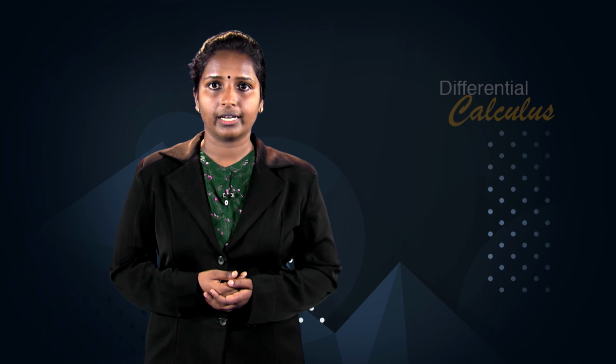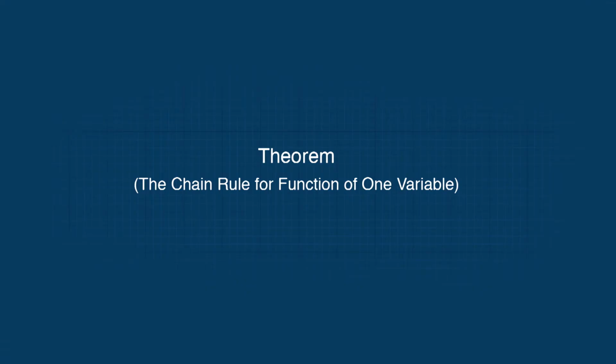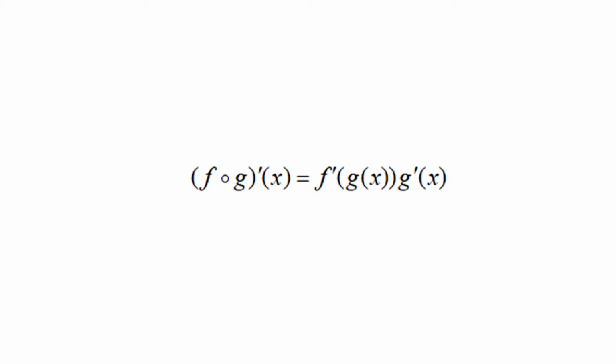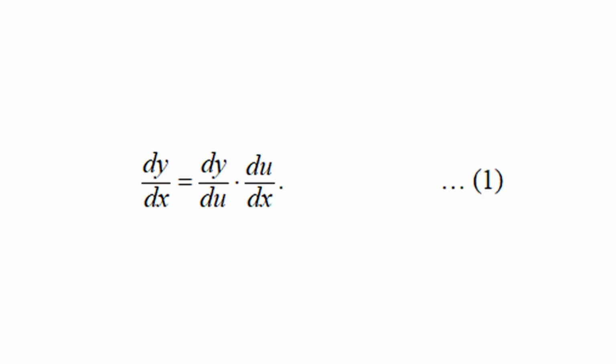The following theorem formalizes the preceding ideas. Theorem: the chain rule for functions of one variable. If g is differentiable at x and f is differentiable at g(x), then the composition f∘g is differentiable at x, with its derivative given by (f∘g)′(x) = f′(g(x)) × g′(x). Alternatively, if y = f(g(x)) and u = g(x), then y = f(u) is a differentiable composite function of x and dy/dx = dy/du × du/dx. Equation number 1.